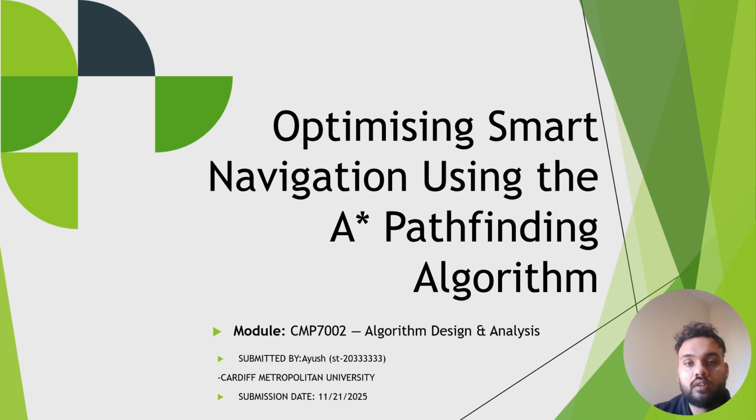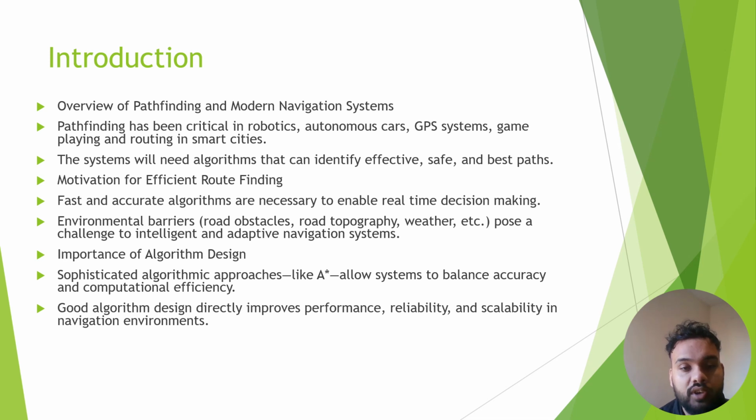Let's go to the introduction. In the introduction, we can see the overview of pathfinding and modern navigation systems. Pathfinding, let's begin with some context. Pathfinding isn't just an academic exercise, it's a enabling technology that powers many systems we interact with daily, from GPS in the phone to autonomous vehicles, and from robotics in warehouses to game AI. The challenge is that systems face finding routes that are not just short but also safe, efficient, and reliable, so people can save money and time.